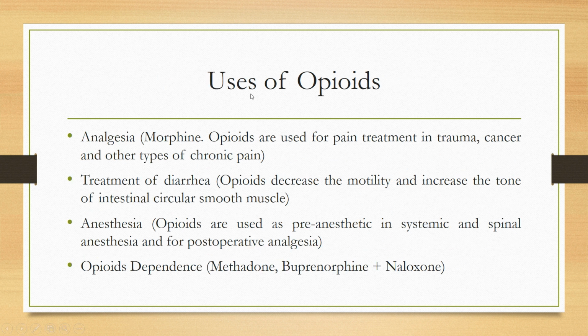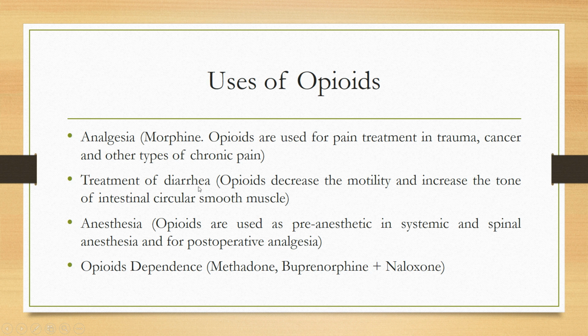So next is the uses of opioids. So first is analgesia. As we all know, the drugs that are derived from opium are used as painkillers. The most common painkiller is morphine. Opioids are used for pain treatment in trauma, even cancer and other types of chronic pain also.